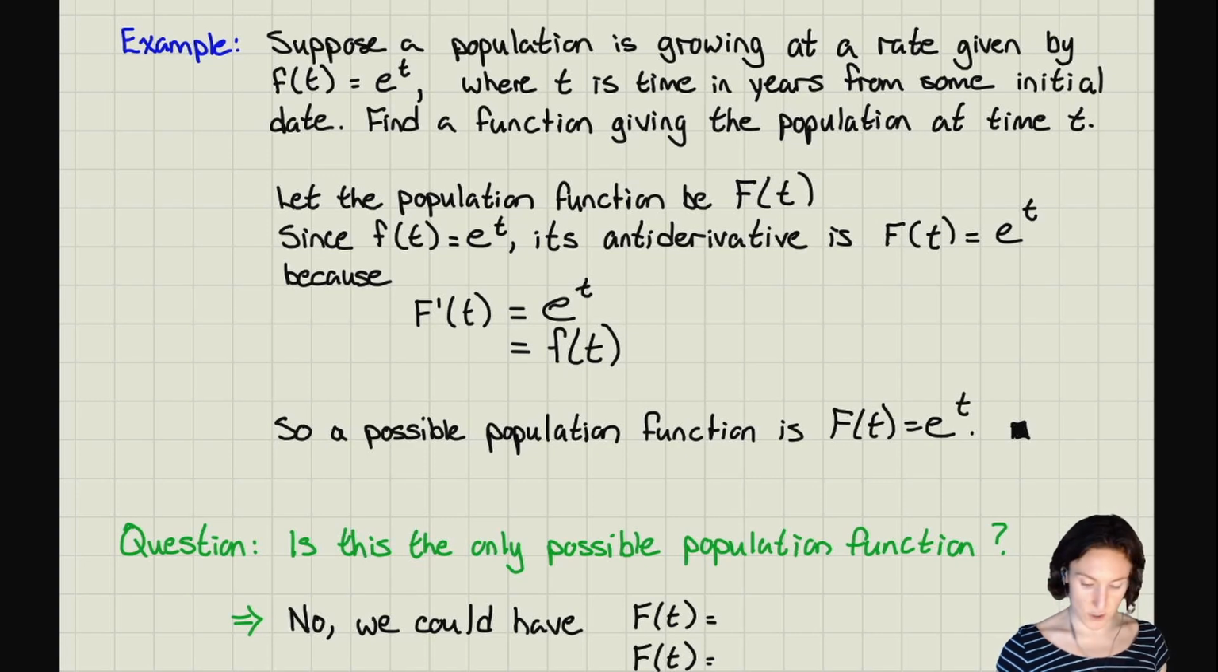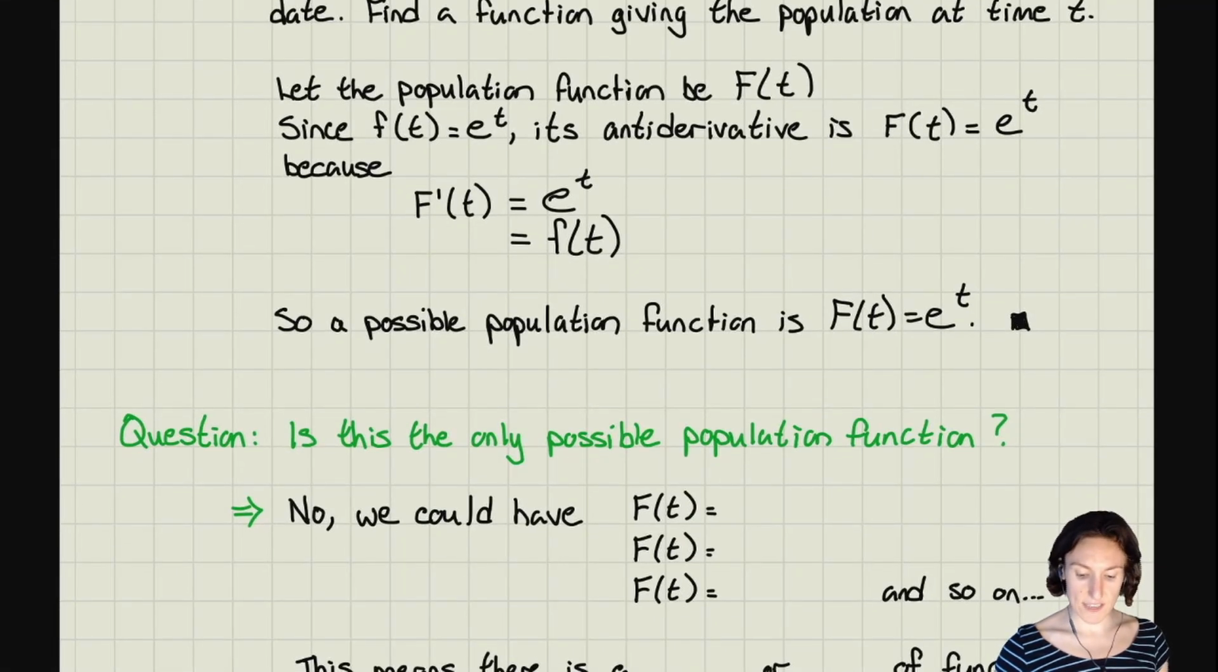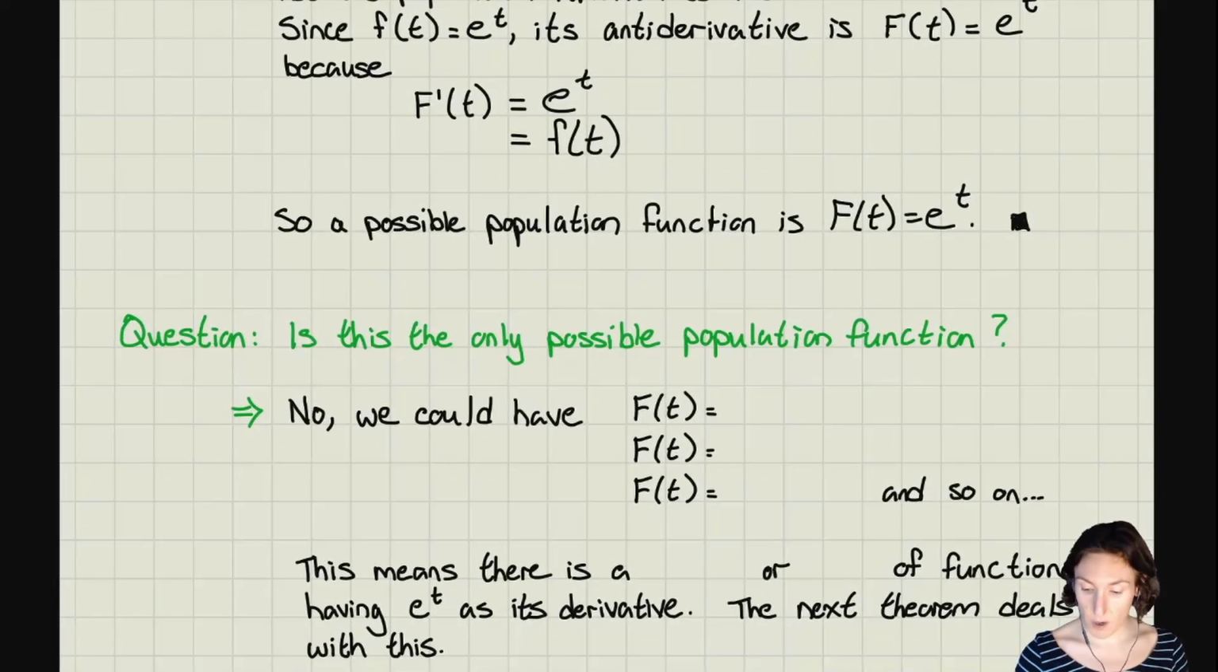Now, a natural question to ask ourselves is, hang on a second, is this the only possible population function? Because we know when we differentiate a constant, we end up getting 0. So really, we could have had a population function like e to the t plus 1. If I differentiate this, I would get e to the t plus 0, which would be equal to my f of t. So that would actually work.